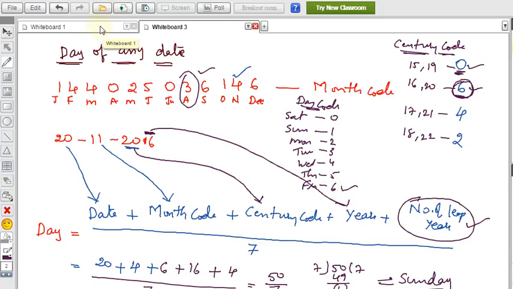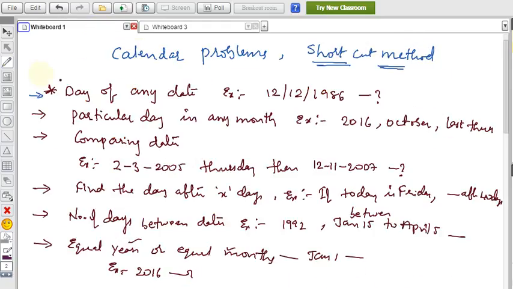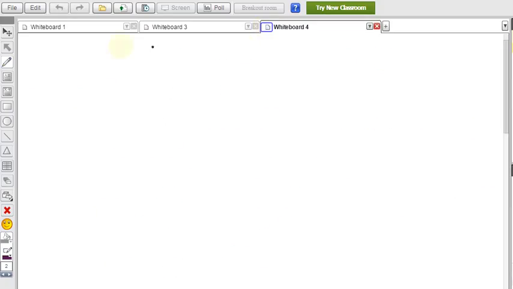Now let us see the second topic. The first was the day of any date. The second is a particular day in any month. For example, 2016 October last Thursday is what? Or 2020 November first Saturday is what? To find this, the simple method is to find the first day of that particular month. Then it will come easily.